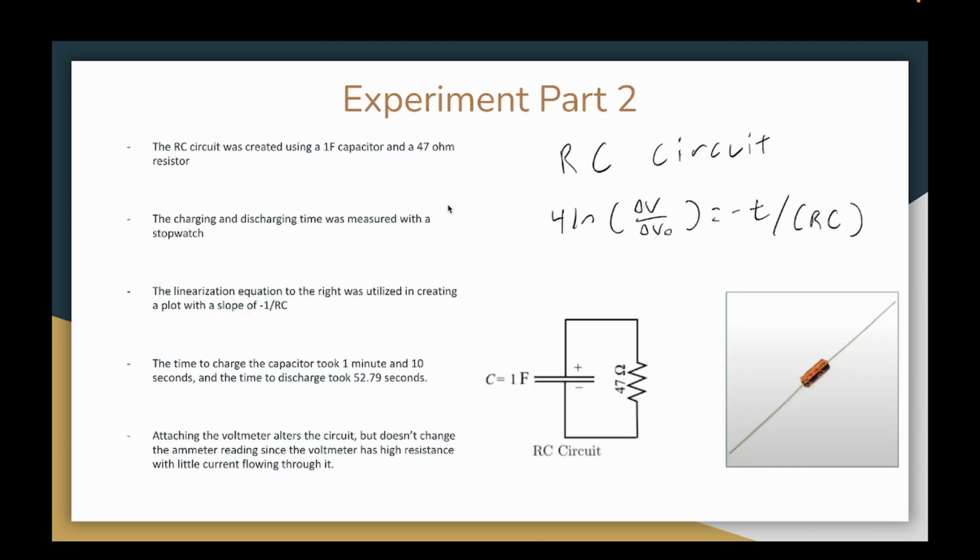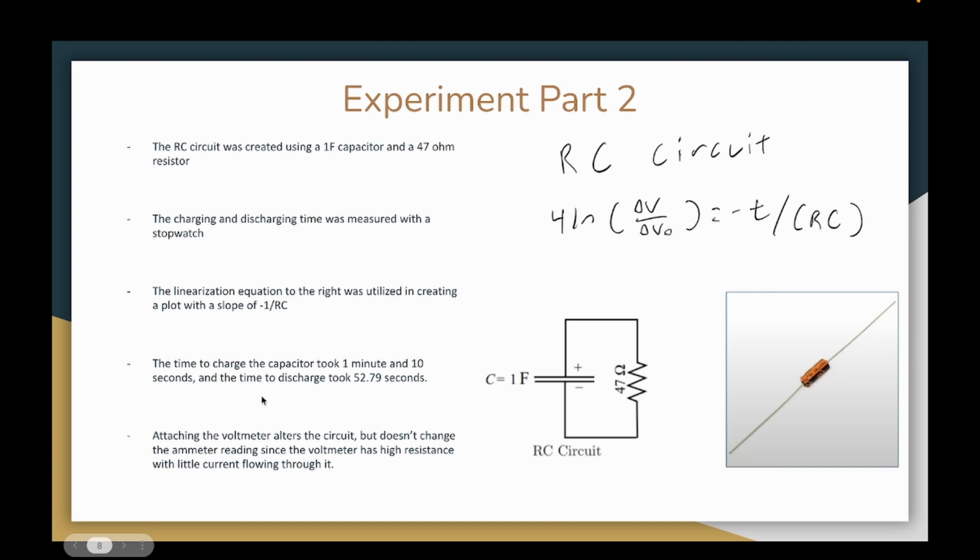So for part 2 of the experiment, the RC circuit, the RC circuit was created using a 1F capacitor and a 47 ohm resistor. The charging and discharging times were measured with a stopwatch, and the linearization equation to the right was utilized in creating a plot with a slope of -1 over RC, the RC constant. And here's the linearization equation, and here's the slope.